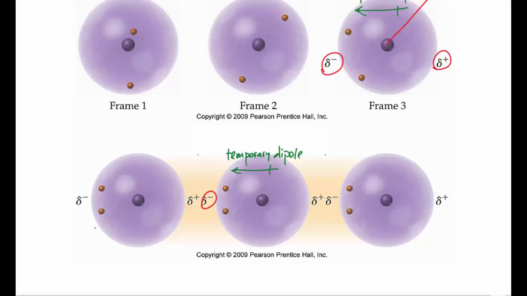So what do like charges do when they get close to each other? Like charges repel, right? Opposite charges attract. So see, these electrons just randomly are over here. So the electrons in this atom, they got repelled. Okay? Electrons repelled. And similarly, the electrons in this one over here, they actually got attracted over to this side.